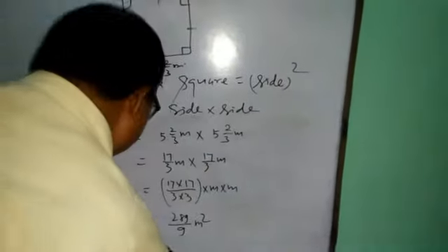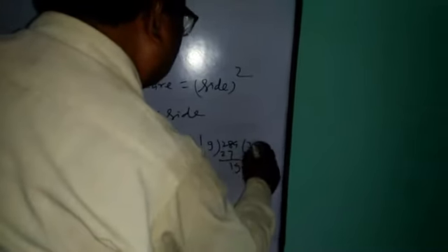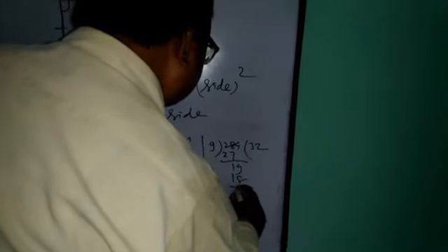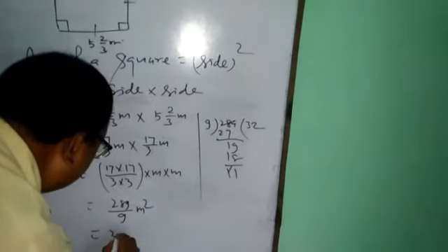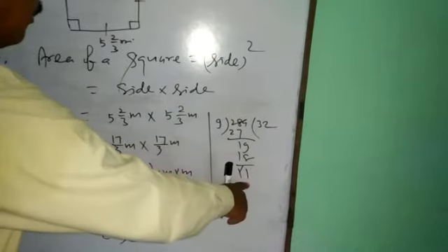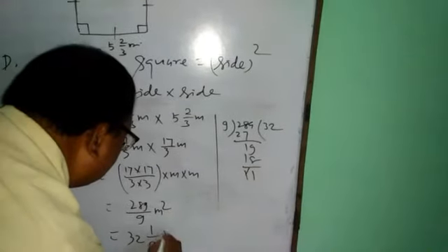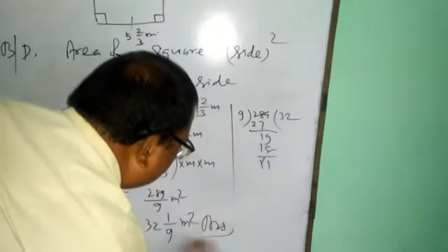square meter is equal to divide 289 by 9. 9 3s are 27, 9 2s are 18. So you write in the solution finally as the answer 32 whole 1 by 9 square meter.